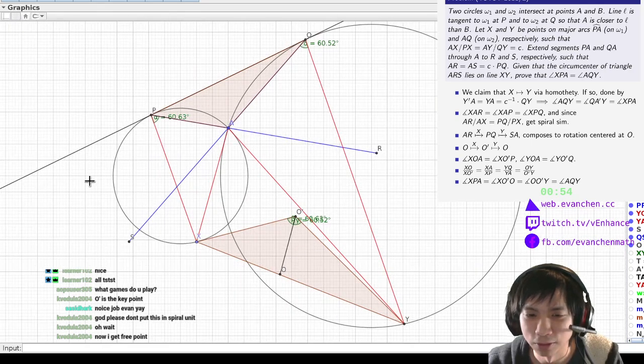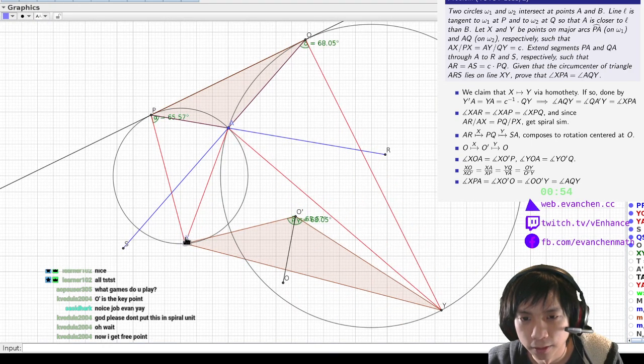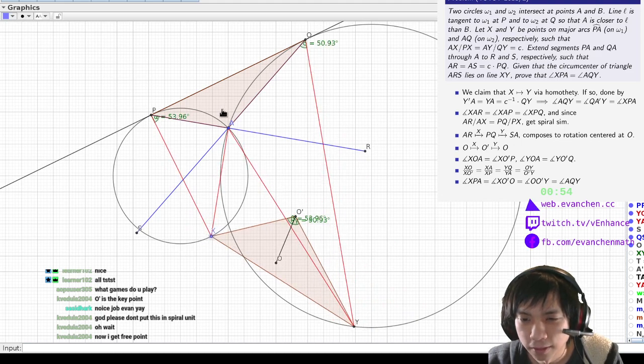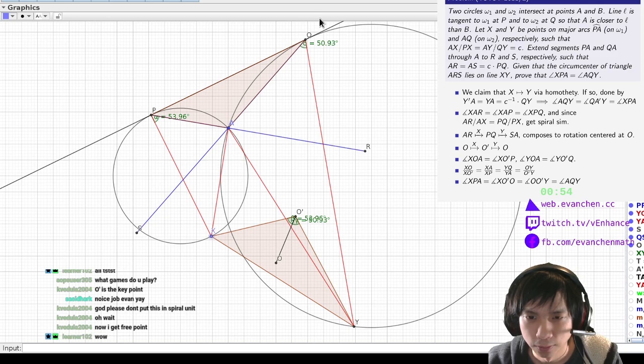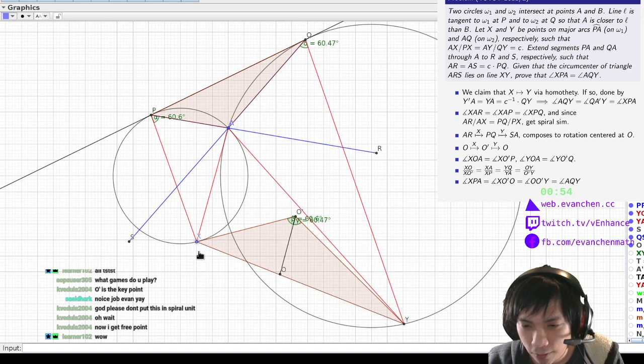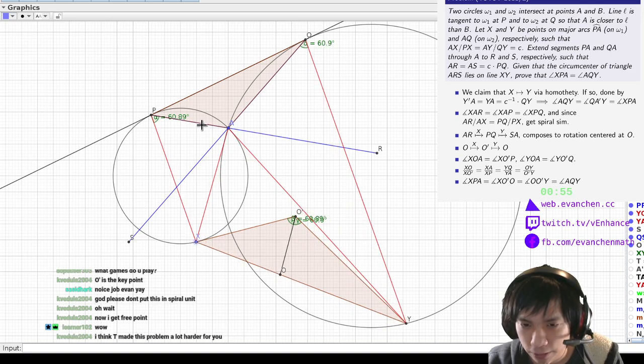So this is what we used. The argument is that by condition, XAR is spirally similar to XPQ. That's unconditionally true. Also, the other one is spirally similar unconditionally. So we can compose them because it sends RA to AS, so it's centered at O. And we can let O prime be the image. Then, if O lies on here, then first of all, angle bisector theorem applies because we use the same constant C here.